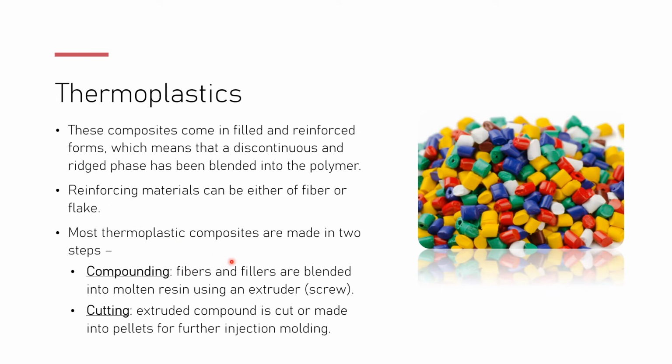So most thermoplastic composites are made in 2 steps. One is compounding and the other one is cutting. What's compounding? Fibers, fillers, we're going to mix them, so blend it into molten resin. Since it is molten, we have temperature control using an extruder screw, usually connected to a motor to mobilize that. Cutting: the extruded compound is cut or made into pellets for further injection molding. Okay, this is just making raw materials.